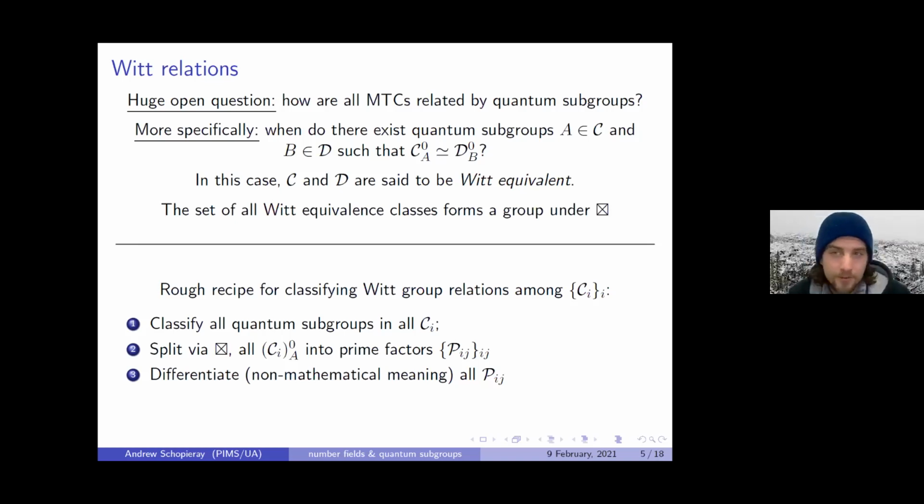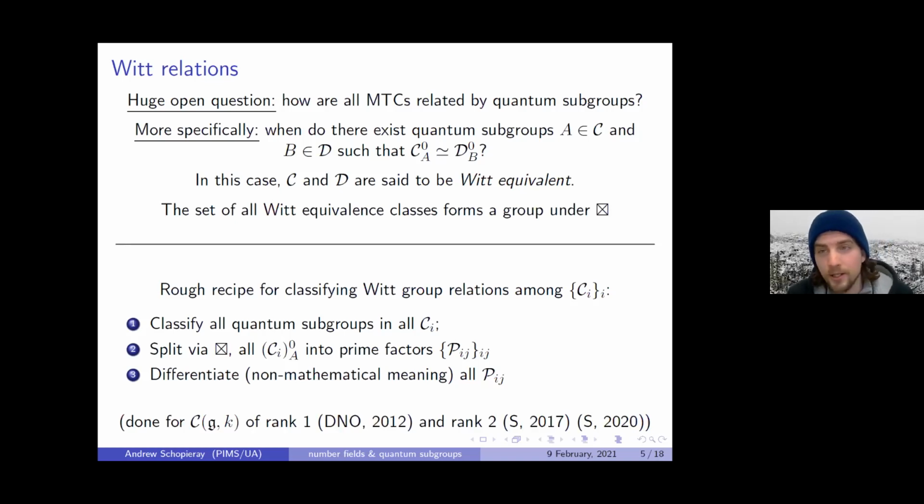So you can follow this recipe for any set of categories. Originally, it was done when these concepts were devised for the rank 1 Lie algebra, so for SL2, in the second paper that was written about these Witt group relations. And then with my understanding of these quantum subgroups, I went ahead and did it for the rank 2 Lie algebras, for A2, B2, and G2, which the whole process took 2 different papers to get through all of these different steps.